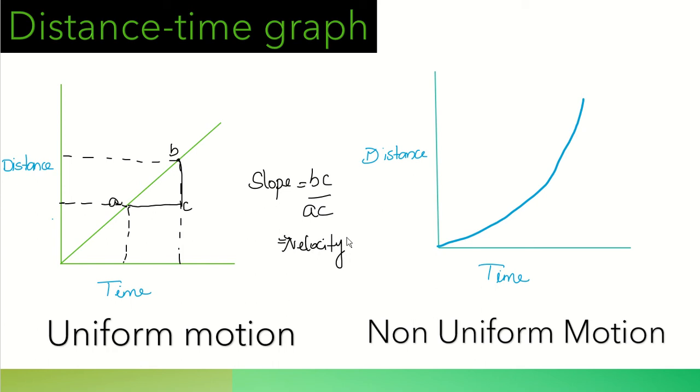If it is a displacement-time graph, generally we can say it is a position-time graph, we will get velocity. If it is distance traveled and time taken, you will get the speed. So this is about the distance-time graph, and for non-uniform motion, we will get a curve.